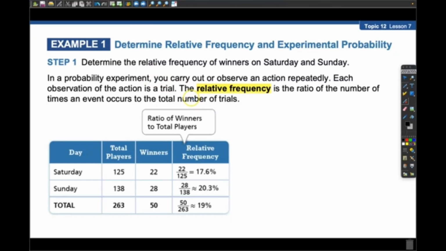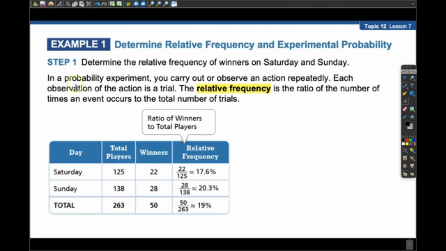So we look at step 1, determine the relative frequency of winners on Saturday and Sunday. You can work it out to find the relative frequency for Saturday and Sunday, or you can just go straight to the total because that's what they give you. If they don't give you a total, you just add up the winners from both days and the total players from both days, and boom, your total.